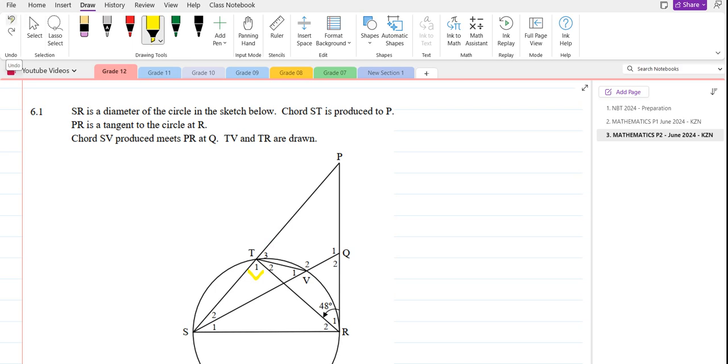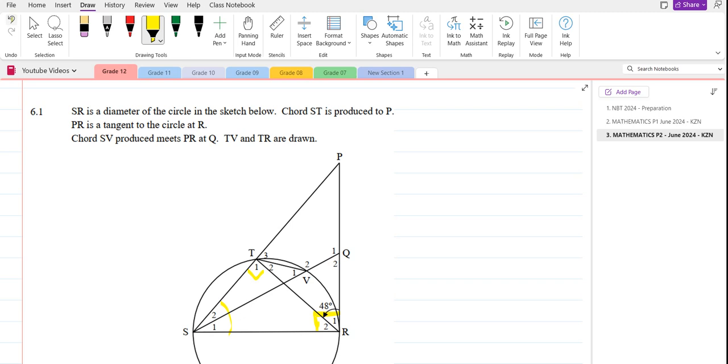Chord ST is produced to P, okay. PR is a tangent to the circle, so we're going to get tan chord. So angle R1 is equal to this entire angle here, which is 48, right? So angle R2 will become 90 minus 48. I hope so we can find both these angles here. We know that diameter is perpendicular to a tangent as well, so this whole thing is 90. So many ways to do this problem, right?